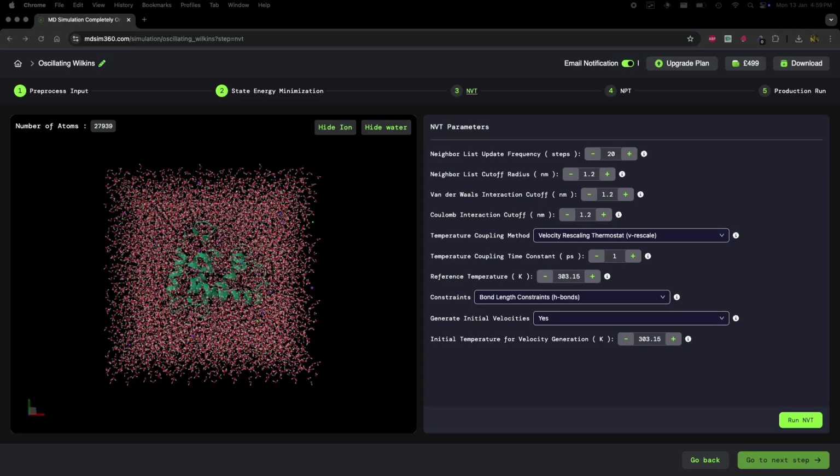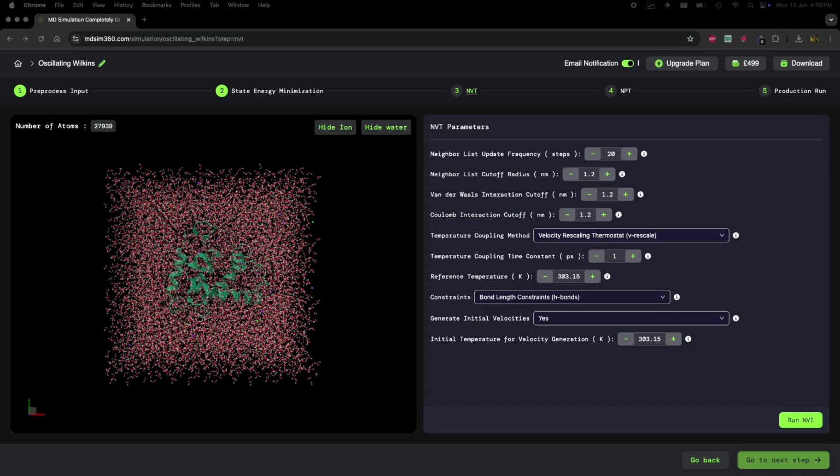This is important for simulations that mimic real-world behavior, where temperature fluctuations should be minimized. We want the temperature to stay as stable as possible. If the temperature increases, it should do so gradually and steadily, not rapidly. Let's break down the key parameters of this step.